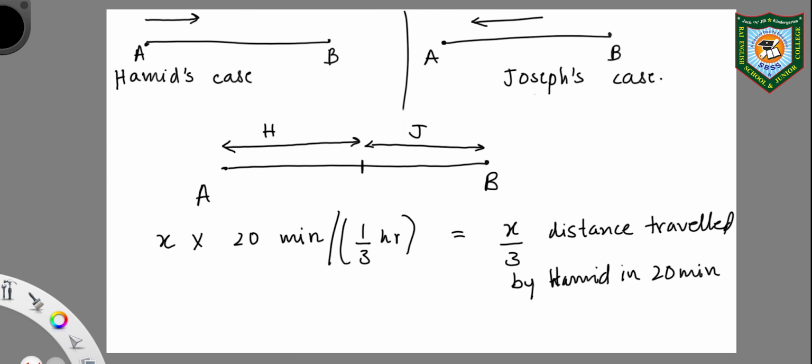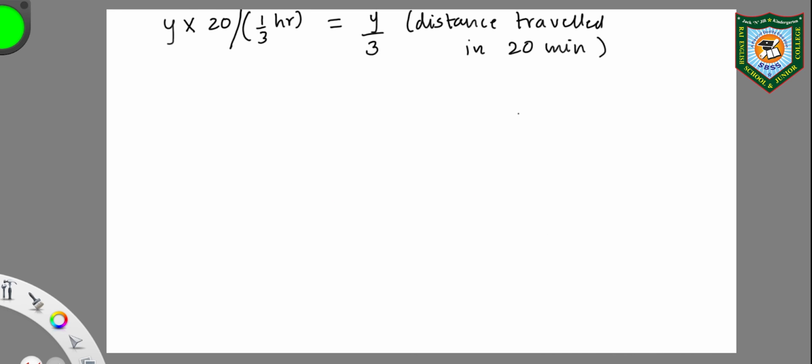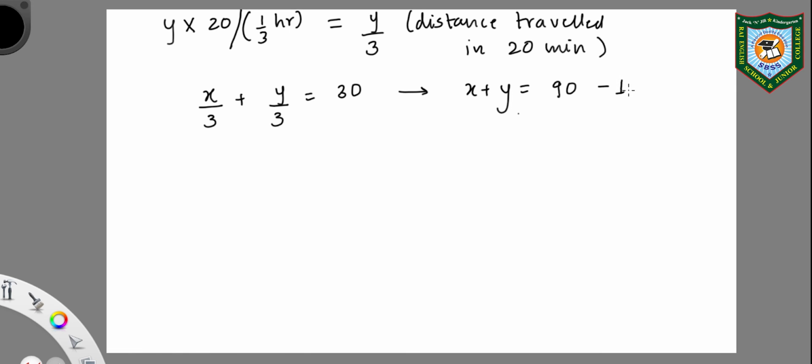But as we can see from this diagram over here, this total distance is 30 kilometers. That means together Hamid and Joseph have covered 30 kilometers. So here the distance traveled by Hamid, which is x by 3, plus the distance traveled by Joseph, which is y by 3, is equal to 30 kilometers. And if we solve this, we'll get x plus y is equal to 90. This is my equation number 1.